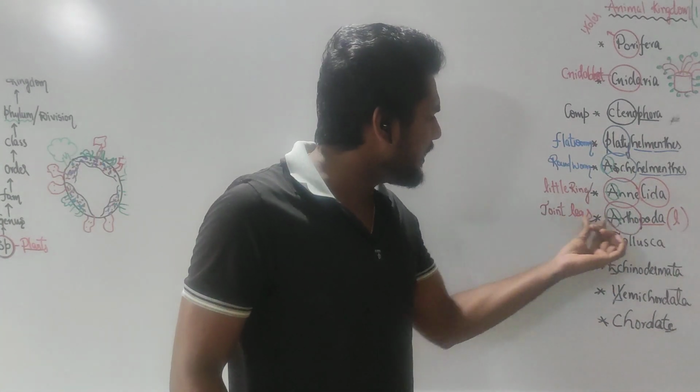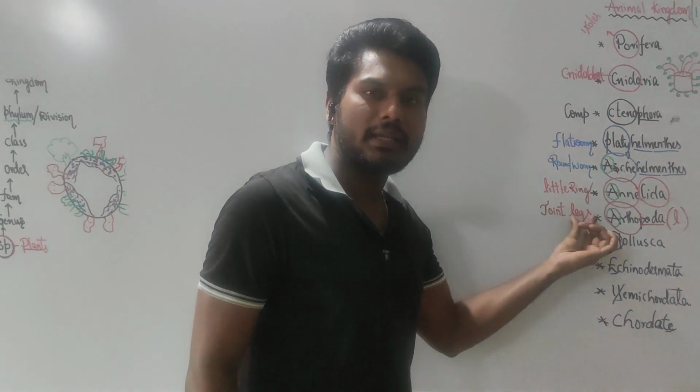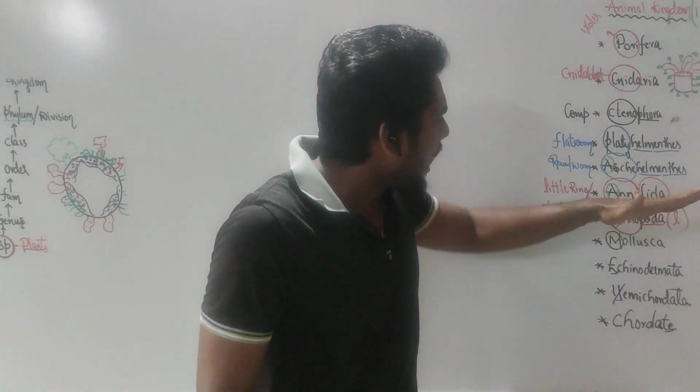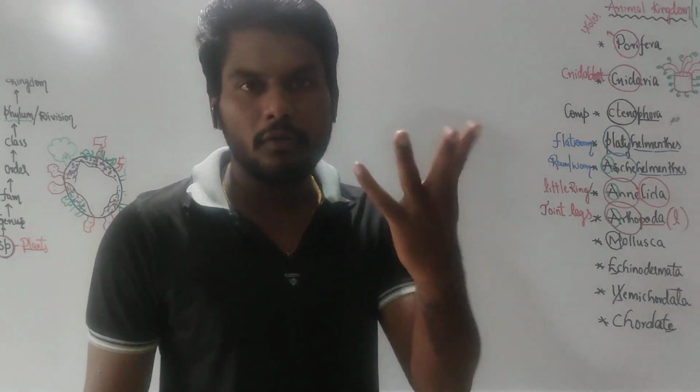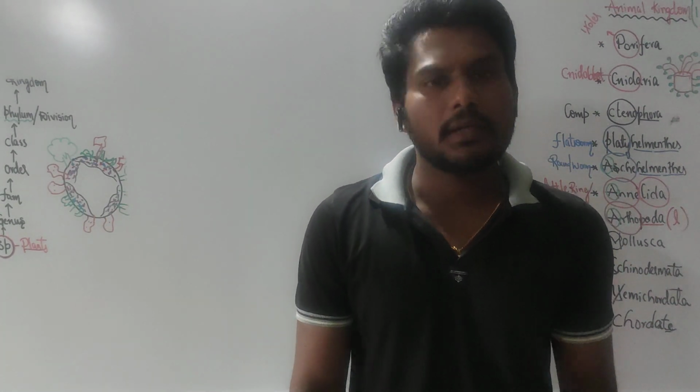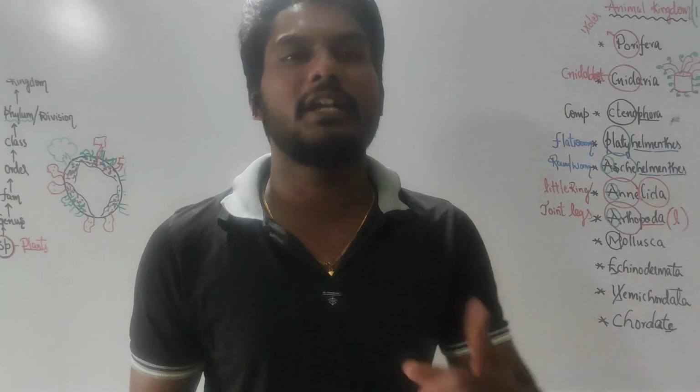Now let's see. Artho means joint. Poda means legs. So, jointed legs. Up to Annelida, you won't see legs in any animal. All of you have seen the earthworm. Does the earthworm have any legs? No. How does it move?